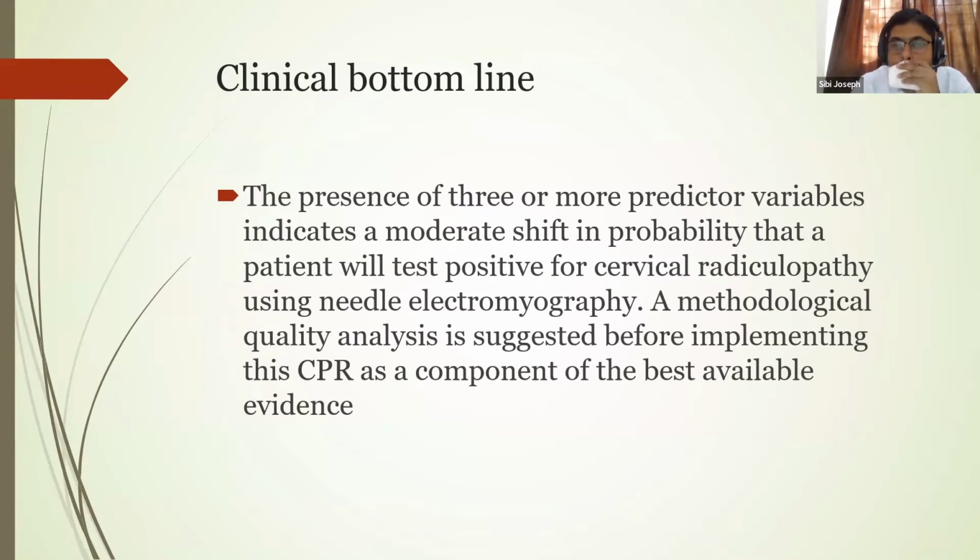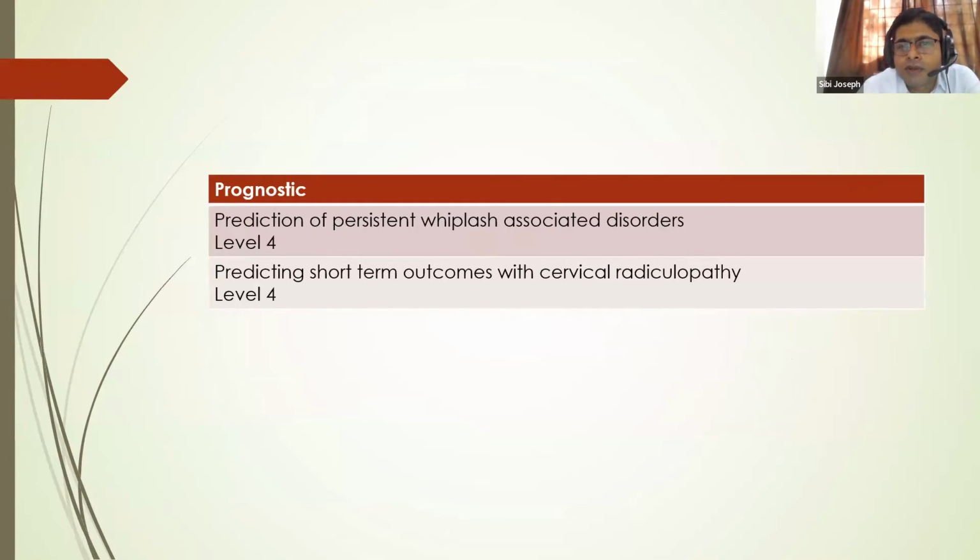The clinical bottom line here: the presence of three or more predictor variables indicates a moderate shift in probability that a patient will test positive for cervical radiculopathy using needle electromyography. A methodological quality analysis is suggested before implementing this CPR as a component of the best available evidence. Prognostic example in cervical spine: prediction of persistent whiplash associated disorders. It is also a level 4 CPR. Predicting short-term outcomes with cervical radiculopathy, level 4.